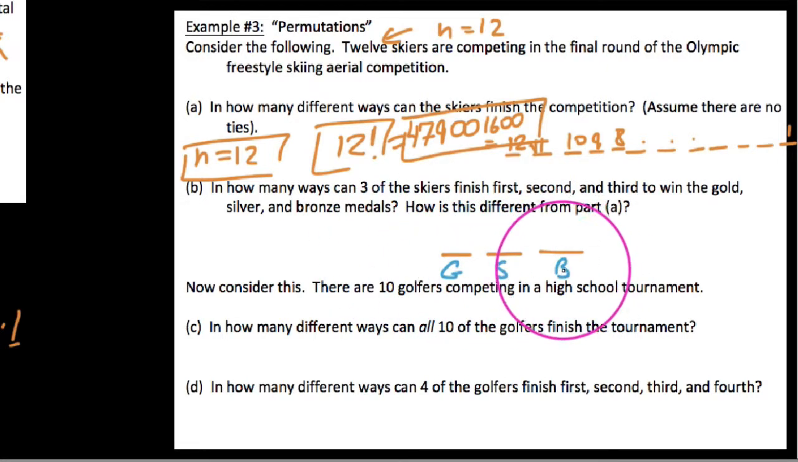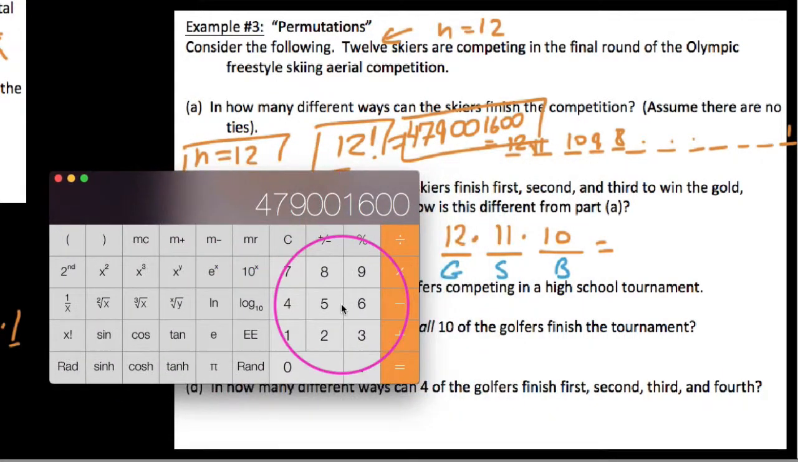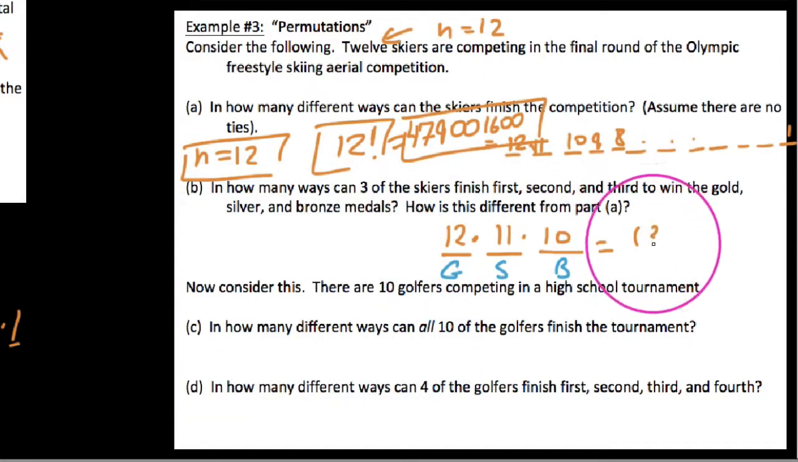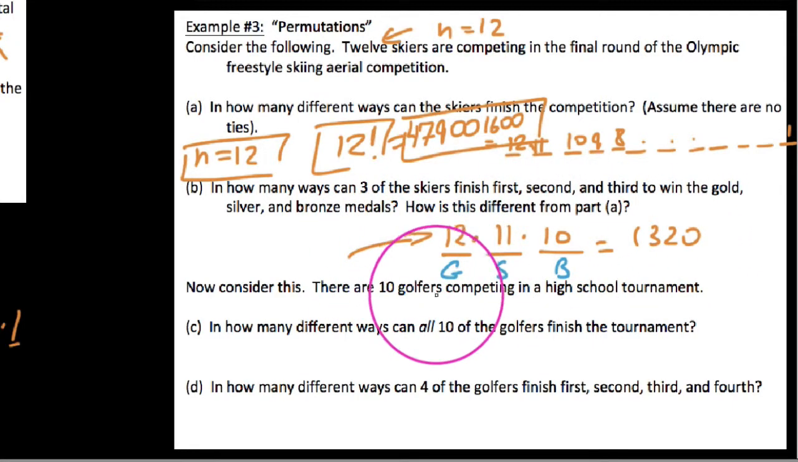There are 12 skiers that could potentially come in first place, but once somebody places first, we only have 11 skiers left. Then we only have 10 skiers that could come in the third place spot. Since all we care about are gold, silver, and bronze, we can multiply these out: 12 times 11 times 10, and there are 1,320 permutations of those 12 objects when we only consider 3 of them at a time.